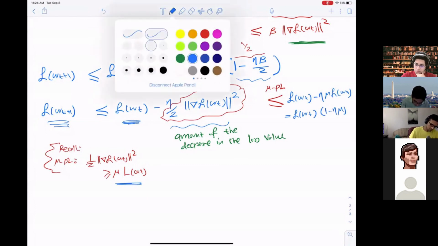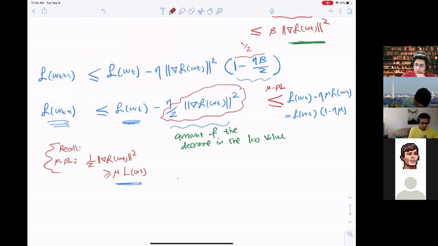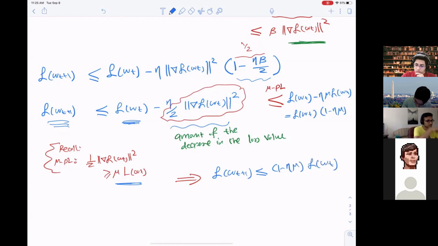So in other words, under the mu PL assumption, what I get is that my loss at W_{t+1} is less than or equal to, let's say, (1 minus eta times mu) times my loss at W_t. I'm reducing the value of the loss by a constant percentage. Let's say, at every step you are reducing it by like 5%.